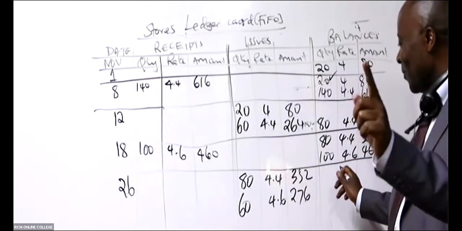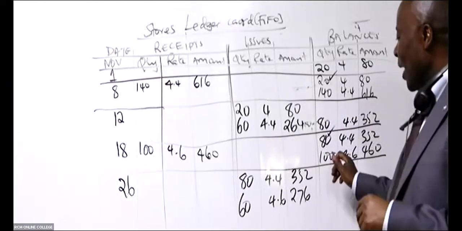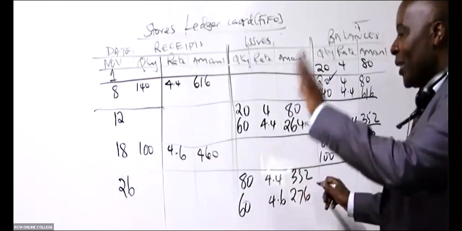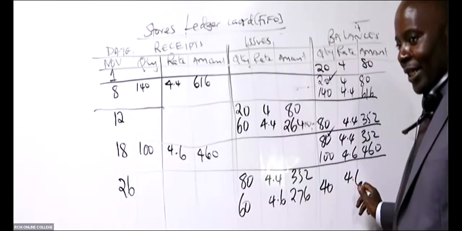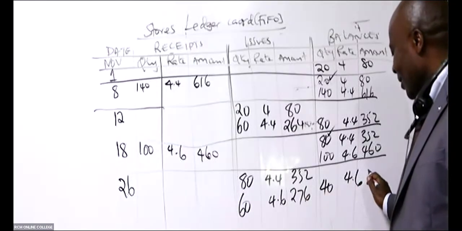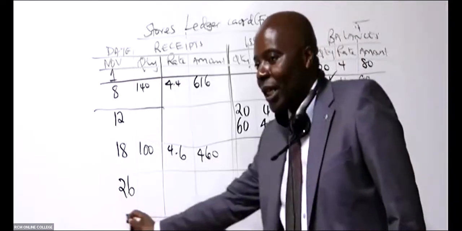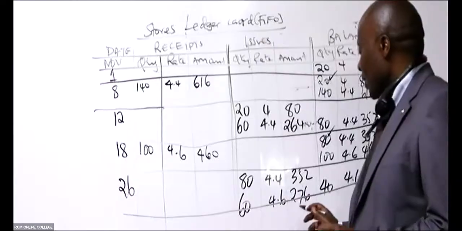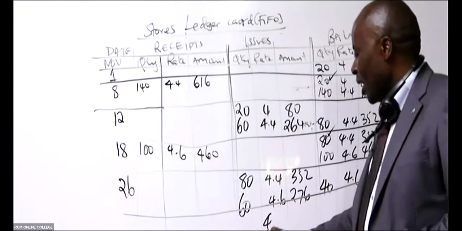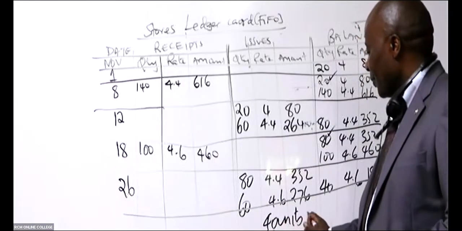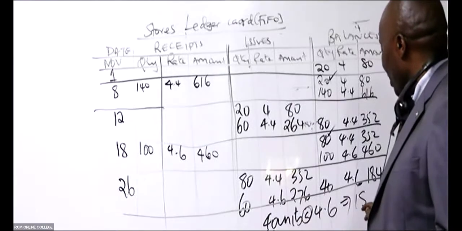Thank you so much. That gentleman asked a good question. So remember 80, we measure. So of the 100, we have issued how many? 60. So in this case here, we are left with how many? 40 at what here? At 4.6. Giving me how much here? 184. And that is it. So you tell us that the closing inventory has 40 units. The closing inventory has 40 units, each at 4.6. Total value is what here, somebody?